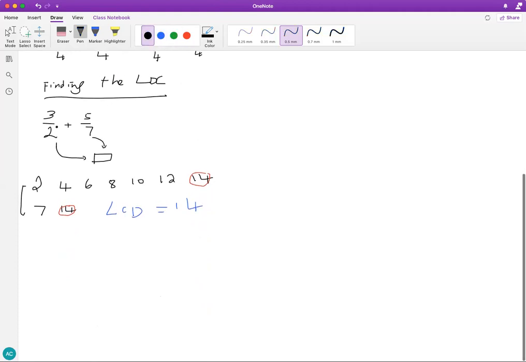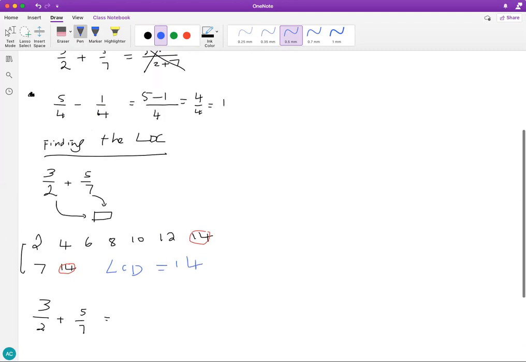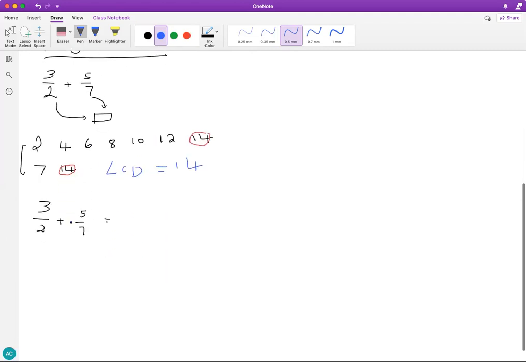All right, so now that you found that LCD, let's go back to our fraction. Let's write it over again. Once you find your LCD, we're going to turn these into new fractions, but instead of 2 and 7, we'll have 14 as a common denominator. You want to end up with the same denominator in order to add these 2 fractions. So basically you draw 2 new fractions, and both of them should have 14.